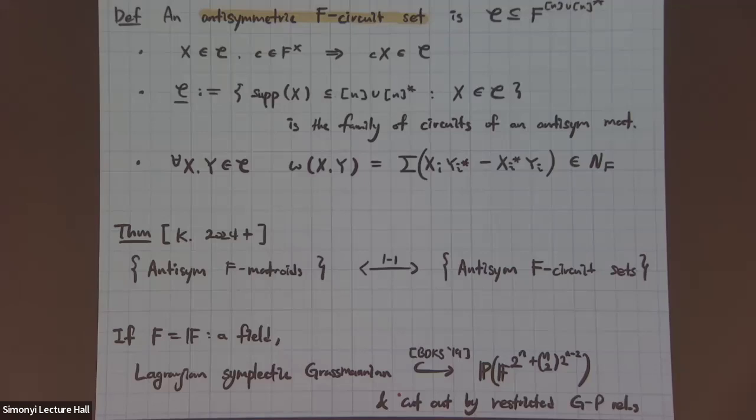If we consider F as the Grassmann hyperfield K, then this is nothing but a cryptomorphism between the bases and the circuits. And if we pick F as a field, then this part corresponds to the Lagrangian subspace. It is a point satisfying the restricted Grassmann-Plücker relation. So it actually gives the parameterization of the Lagrangian Grassmann-Plücker relation over this dimensional vector space and this dimensional projective space.